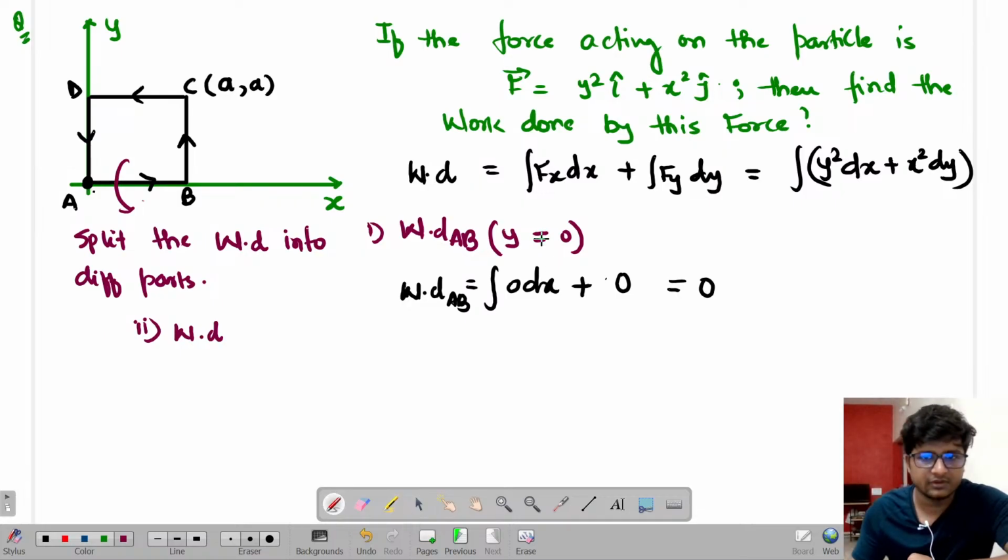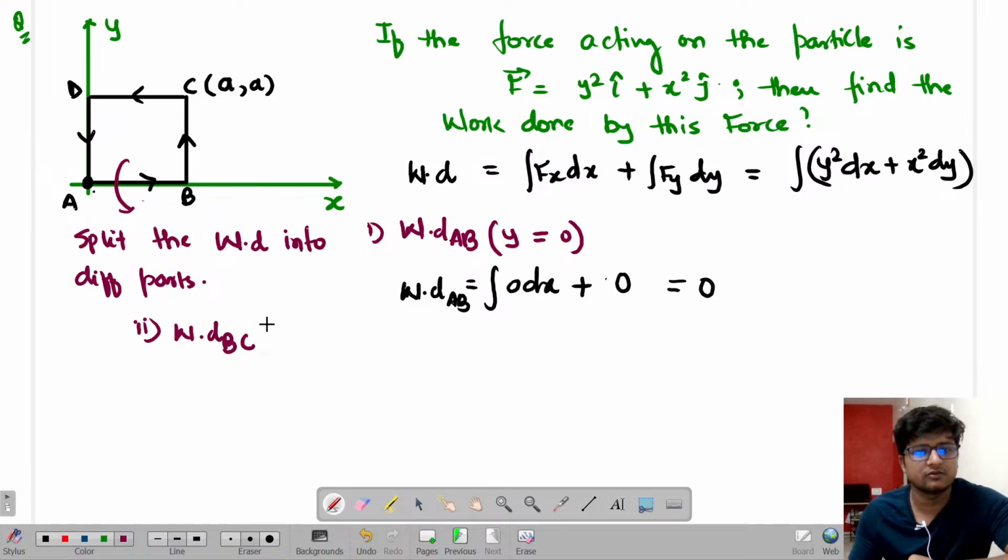Okay, now as y is 0, this first term is how much? 0. And now since it's not traveling along the y-axis, dy will also be how much? 0. So therefore the work done along AB will be how much? 0. Are you able to get me or not?